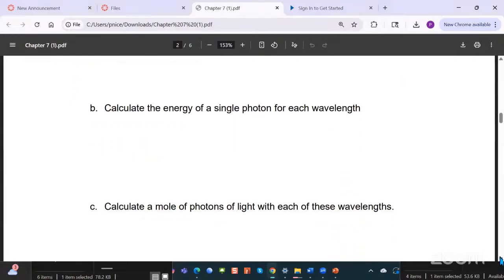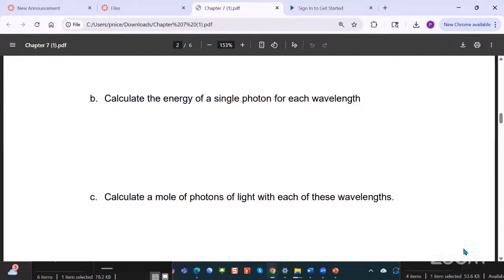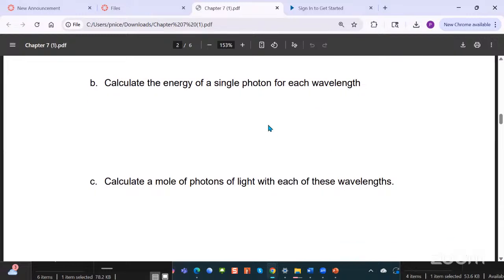All right, so let me hear what you guys have to say about B. B is asking for you to calculate the energy of the photon in each case, right? So the formula, let me help you out. The formula would be energy is equal to H nu, right? So what would be the numbers you'd put in this equation here?